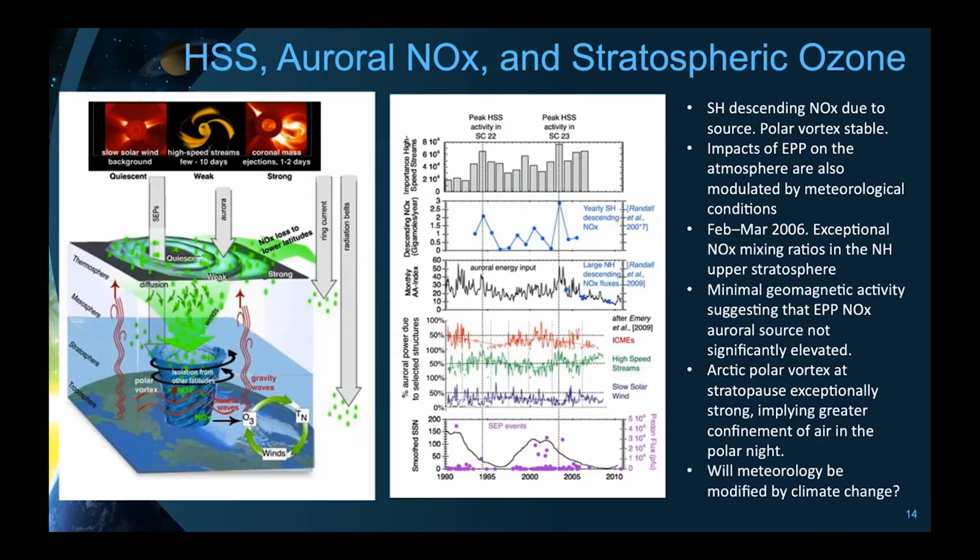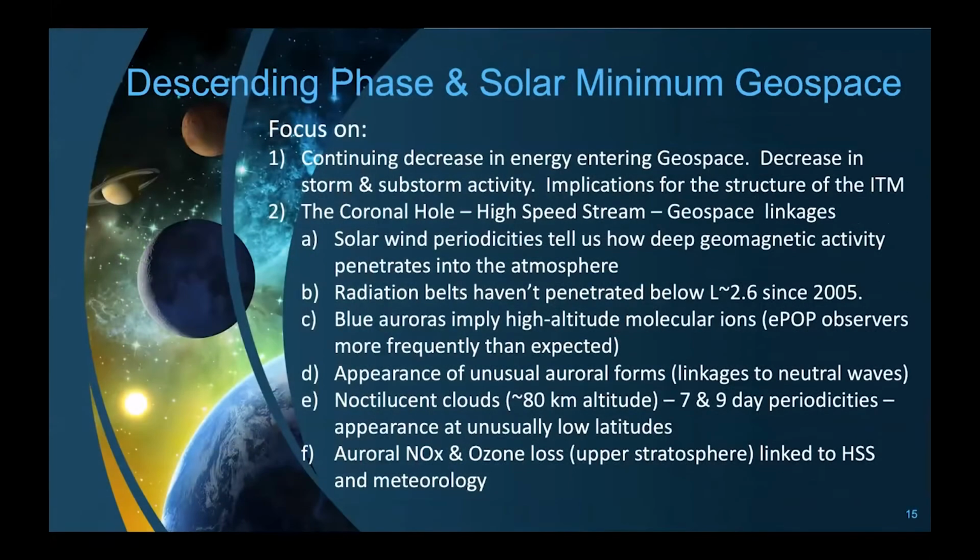And the last slide is my summary. The focus is on the continuing decrease in energy that's entering geospace. It decreases all the magnetic activity and it has implications for the structure of the ITM. Coronal holes, high-speed streams and geospace linkages. Solar wind periodicities tell us how deeply the activity is penetrating into the atmosphere, which was surprising, how deep some of it went down into the mesosphere.